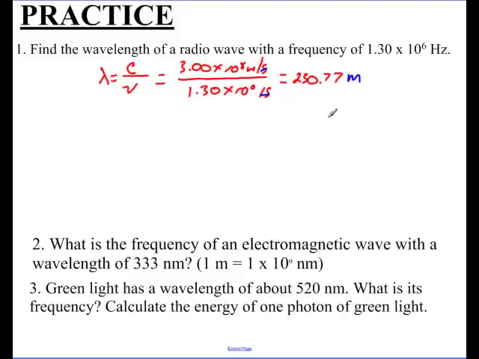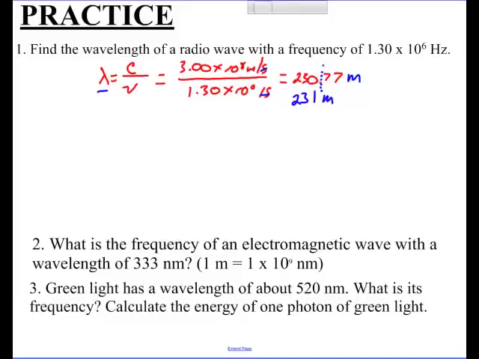Now, this is 5 digits, though, right? How many significant figures should we have? Well, because trailing zeros are only significant when there's a decimal, I should have 3. So the real answer should be 231. It's 1 because I'm cutting off after 3. I'm cutting off a 7, right? So there you go. There's the first problem. Did you get it? I hope so. All right, let's try another one.